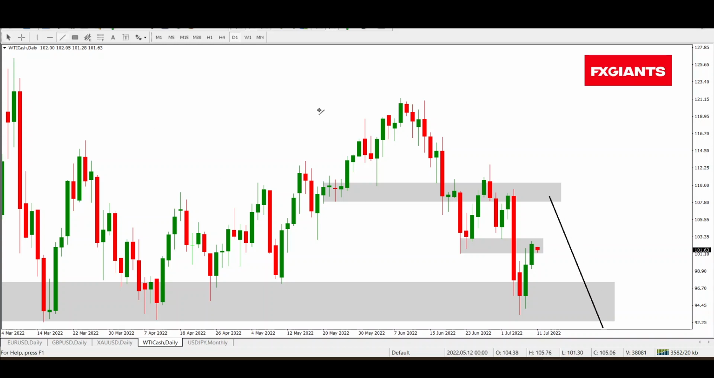But above all, we want to see this high taken first before our bias is going to change from bearish to bullish. But as long as this high remains intact, there is high possibility that price may continue to the downside. So that's going to be it for today. We're going to be watching how price develops within the week, and we're going to send out updates.